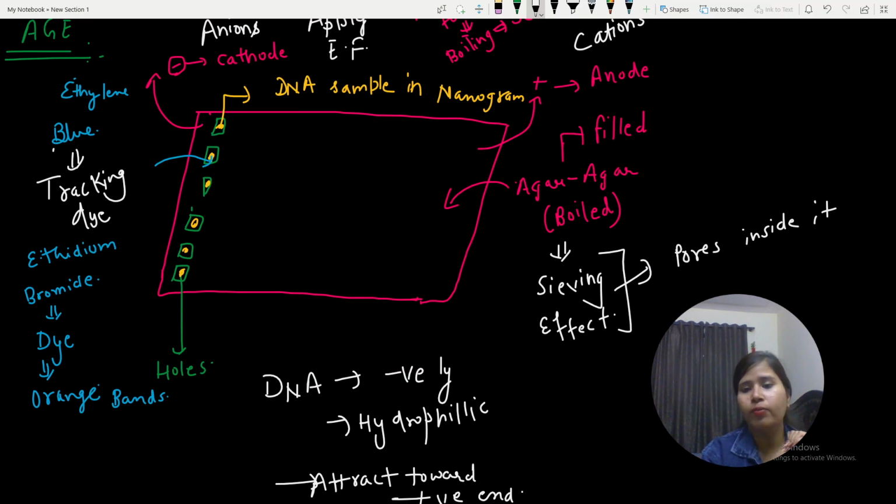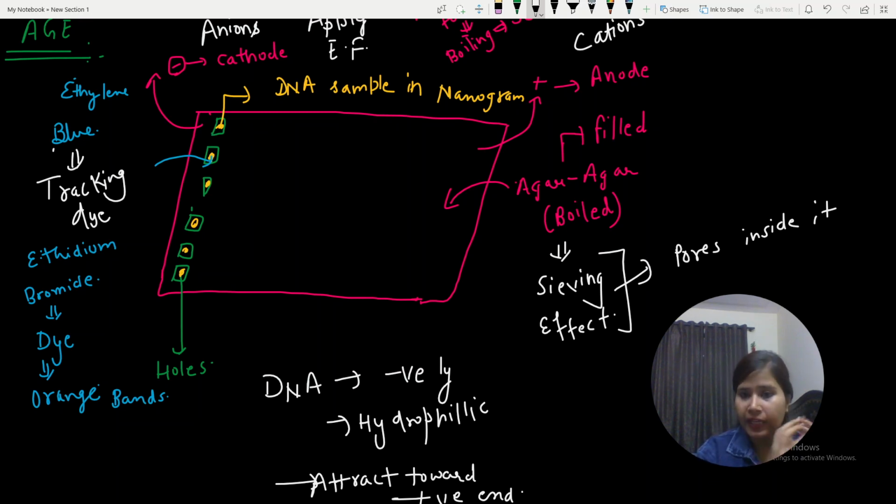To track the movement of DNA over the agarose gel electrophoresis, you can add two kinds of dye. One is methylene blue, which gives blue color to the bands, or you can say the moving DNA. And you can add ethidium bromide, a dye which produces orange color bands under UV light, right? Why? Because it intercalates with the DNA. That's why it produces orange color under UV light.